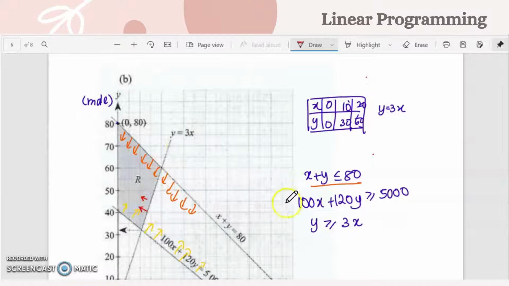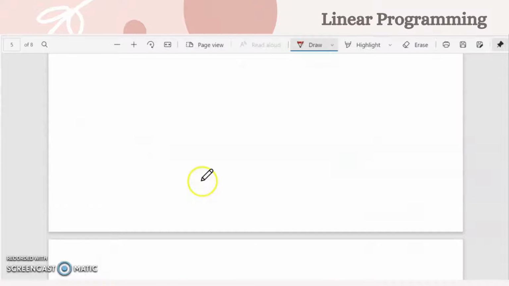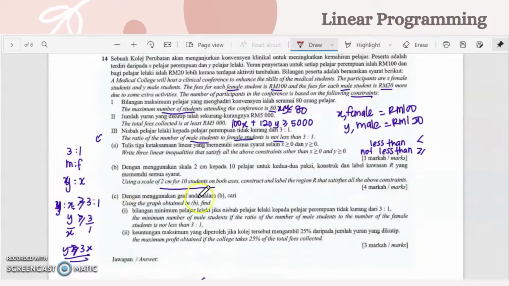Okay, sebab so graf dia asalnya macam ni. Okay, bila y greater than 3x, so dia akan ada di bahagian atas lah, greater than. So we can see that the region of these constraints semua sekali ialah pada ketiga-tiga part yang kita akan shade, and the intersection parts. Okay, so this one is the region for R, so make sure that we write the letter R. Okay, so that is question B.